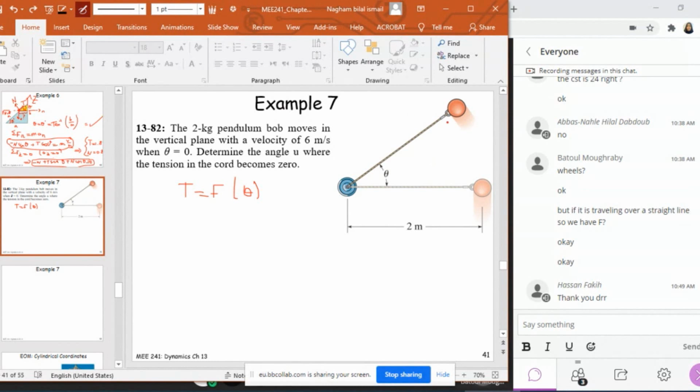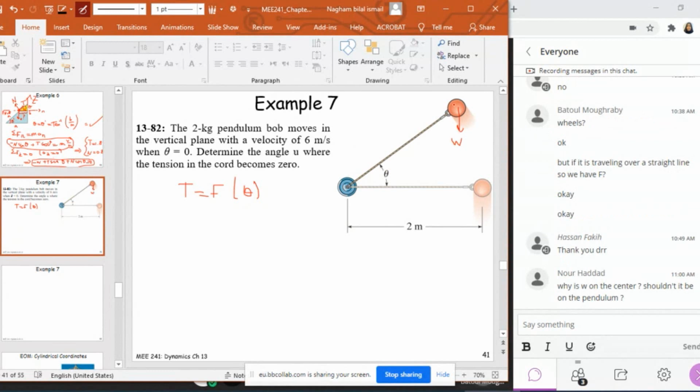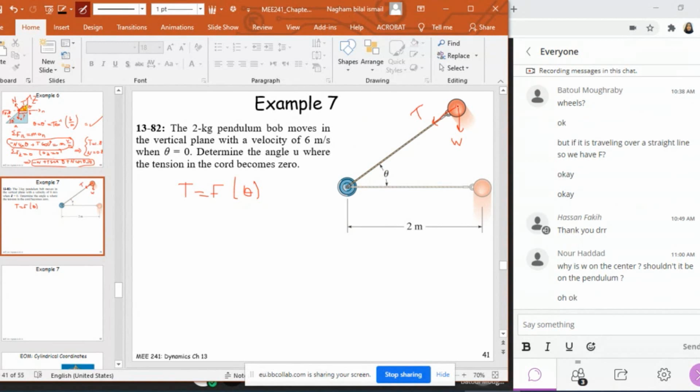I have to do the free body diagram on this pendulum. So what are the forces? This is the weight. This is the tension T at any theta. And of course, I also have the normal in this direction, so this is a_n, and this is the tangential acceleration. Why is this the tangential acceleration? Because as you can see, it is moving in this direction.